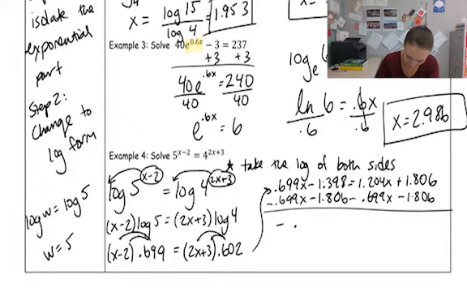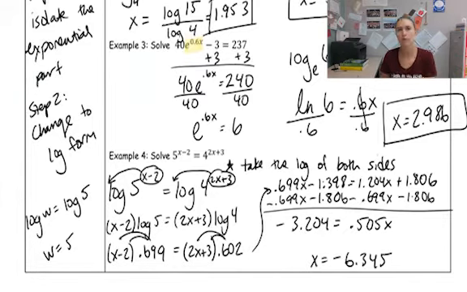Now I have negative 3.204 equals 0.505x, and x equals negative 6.345. So this is definitely a more advanced problem. So don't worry too much about it if you're in my fall 2020 course, but we will be using this for later courses.